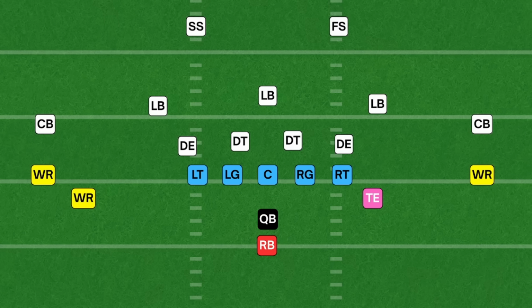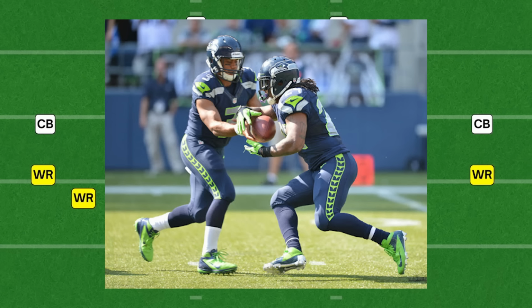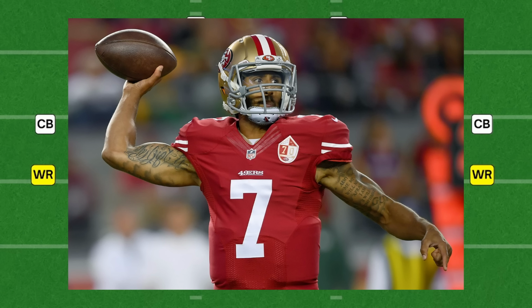The pistol also makes zone read plays more effective. The quarterback and running back are closer together, making it harder for defenses to read who's getting the ball. The fake handoff looks more realistic, and the actual handoff is more secure. The Chiefs were the first NFL team to use pistol regularly in 2008. The 49ers added it when Colin Kaepernick became their starter. He had run it at Nevada under Chris Ault.